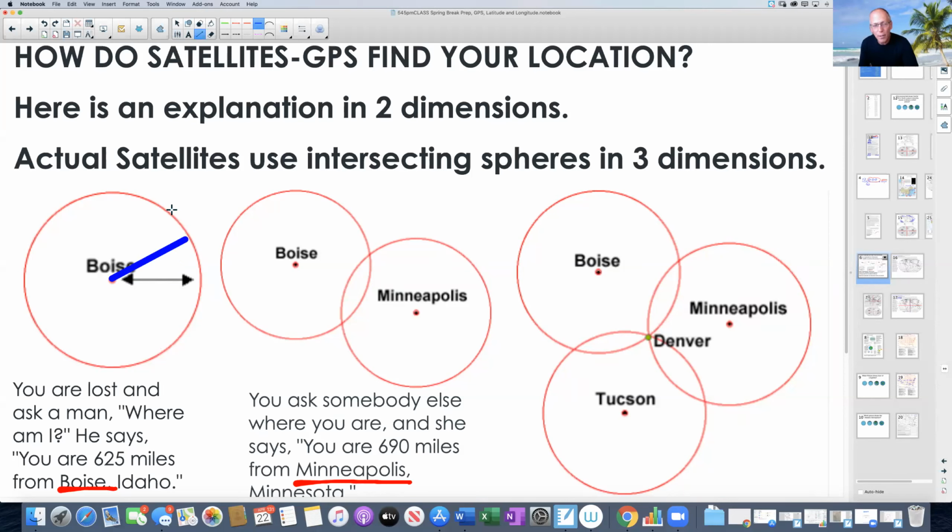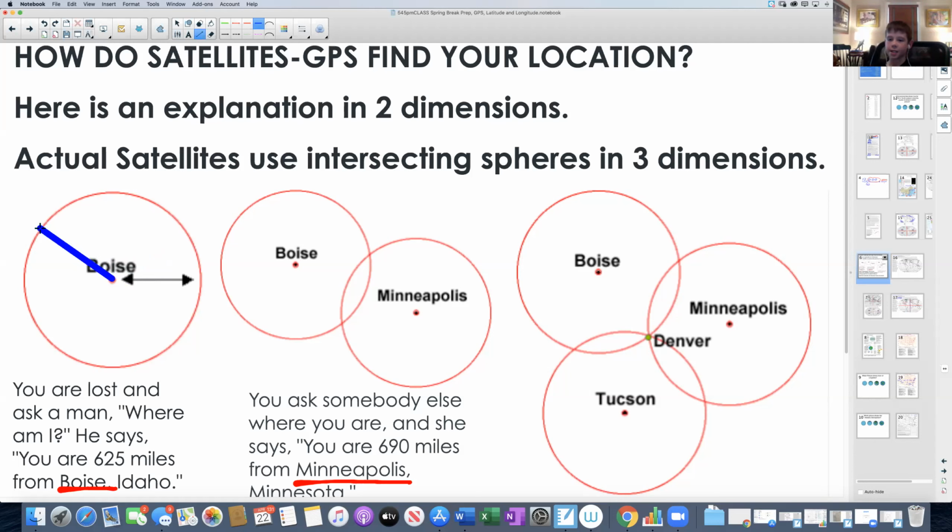Go ahead and tell me. Oh, yeah. Because satellites are always moving. No. I'm asking a man, he says that I am 625 miles from Boise, Idaho. Why were those bad directions? Pete, go for it. Maybe because satellites didn't communicate. Forget about the satellites. Well, you're right about that.